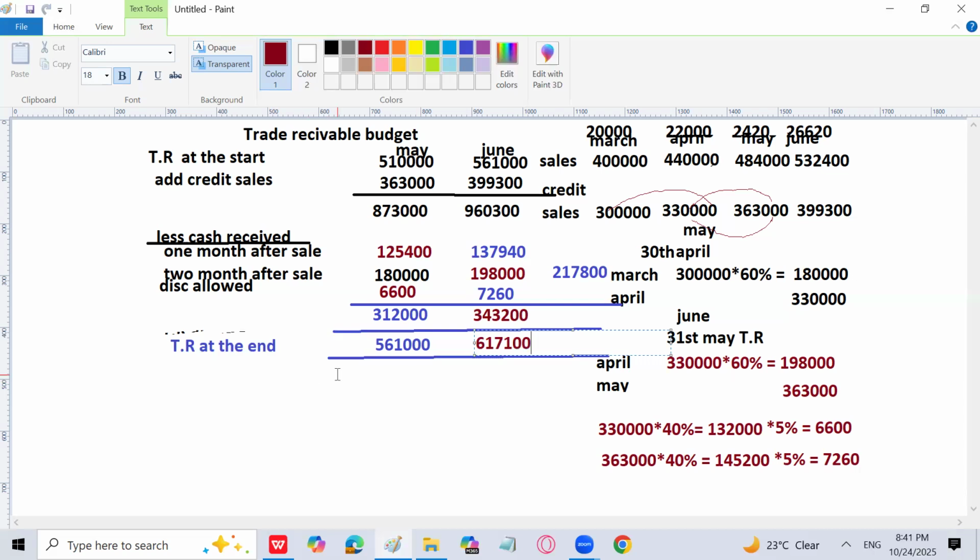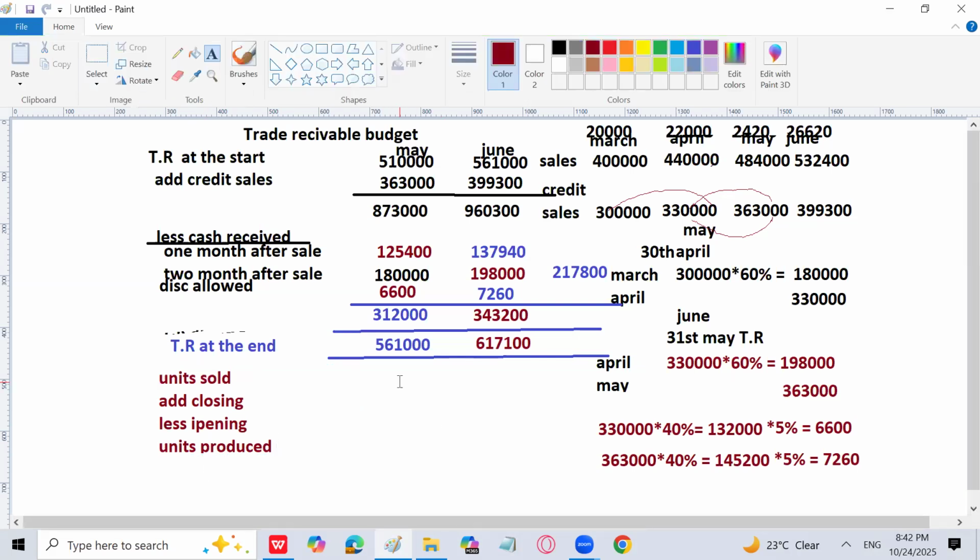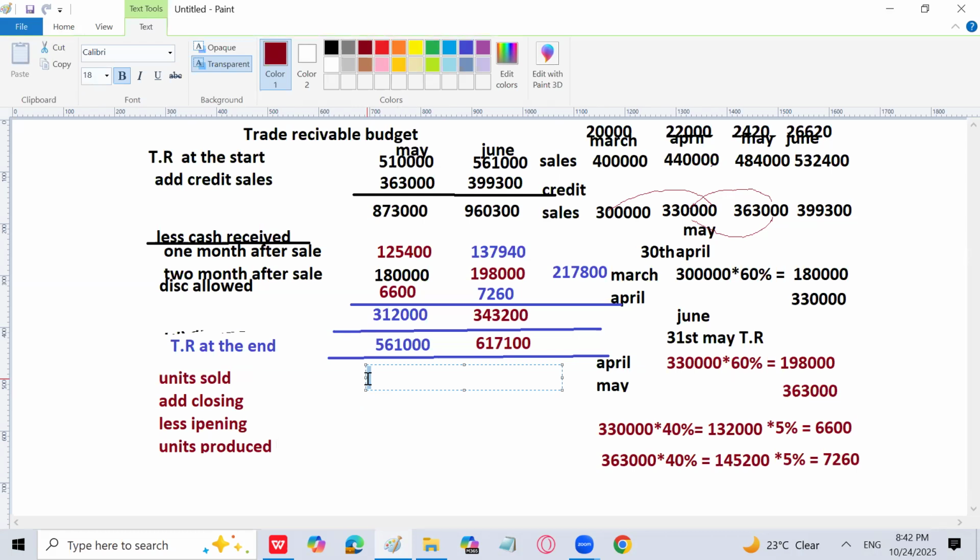Now we are going to go for the production budget, which is very easy. Now we have an easy solution. Units sold, we know that, add closing units, we used to do that very often, less opening units, and we will get the units produced, and then we can multiply with kg required for production, and then we can find the budget order. Units sold for May, we can write that is going to be 24,200. Here I have written 24,200.